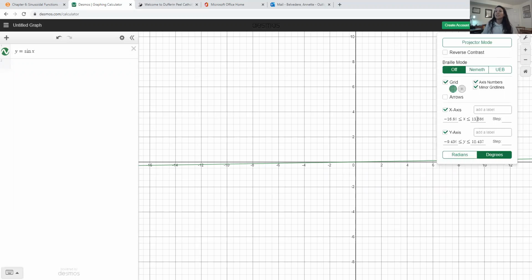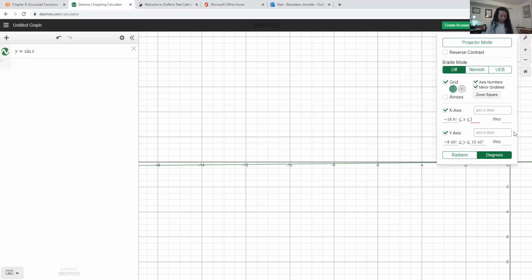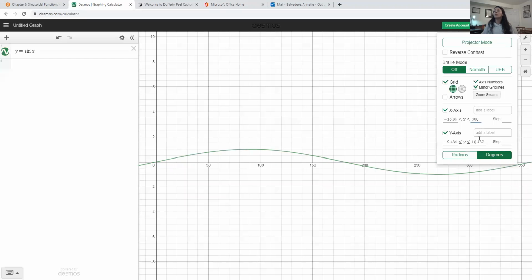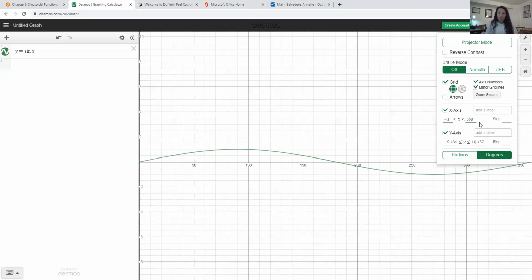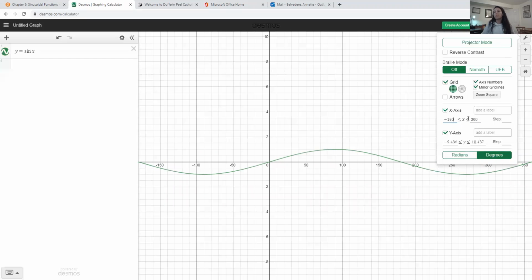So let's change our x-axis to go to 360 degrees. And maybe we will go to negative 180. You could also go to negative 360, okay? But at least here you should get a really good range of what you can see from your graph.